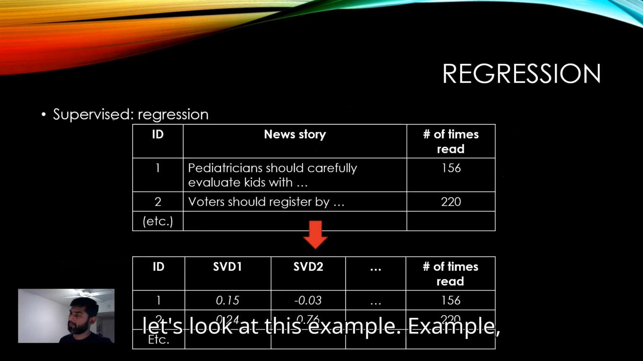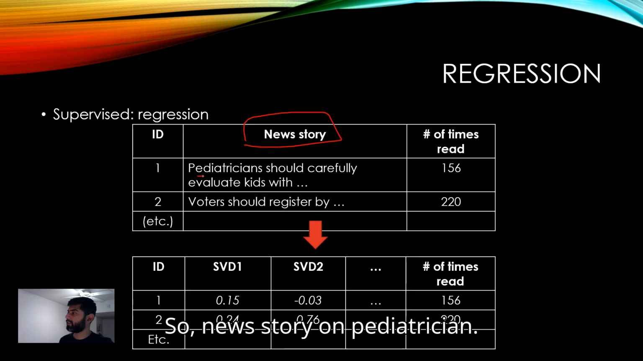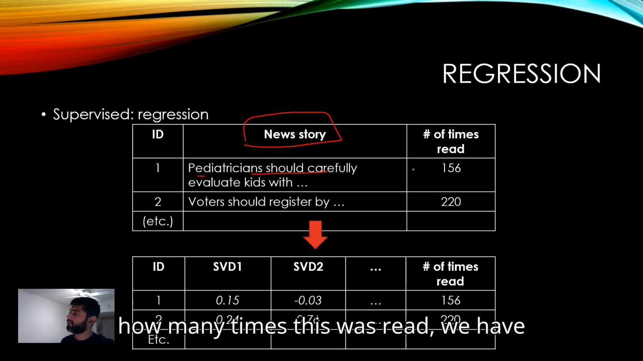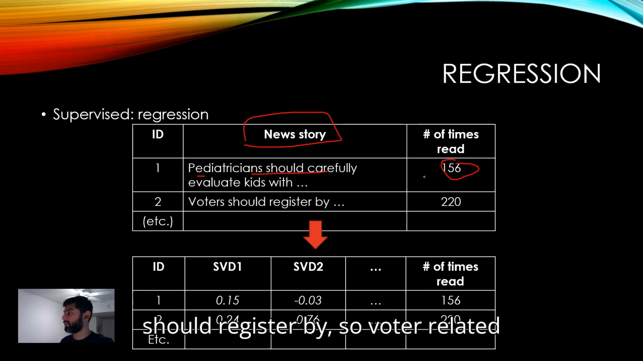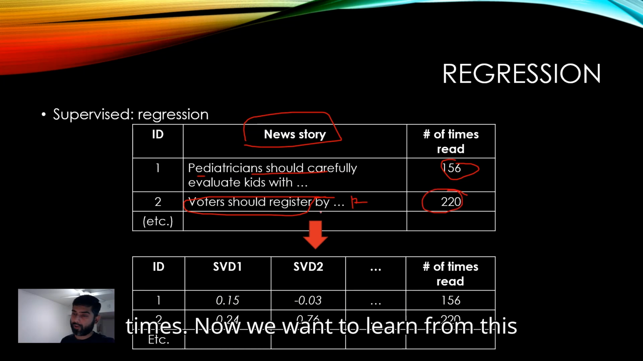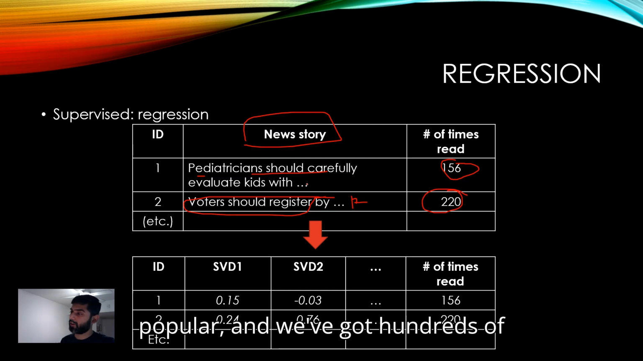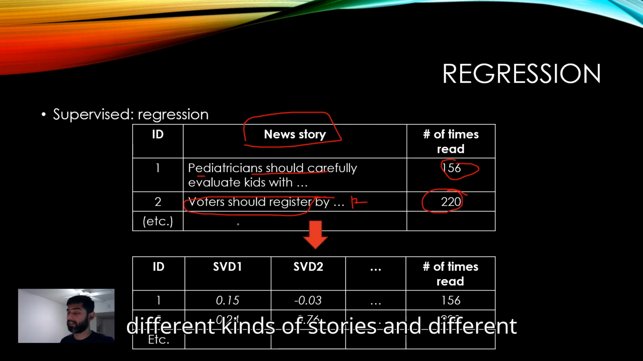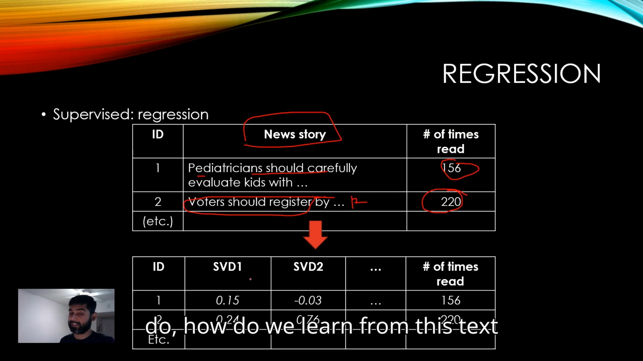All right, let's look at this example. There's a news story. A news story on a pediatrician. How many times was this read? We have this information: 156 times. "Voters should register by", so a voter-related story, like politics, was read 220 times. Now we want to learn from this data what kind of stories are being read, what is more popular, and we've got hundreds of different kinds of stories and different nuances in the data set. So what do we do? How do we learn from this text-related data?